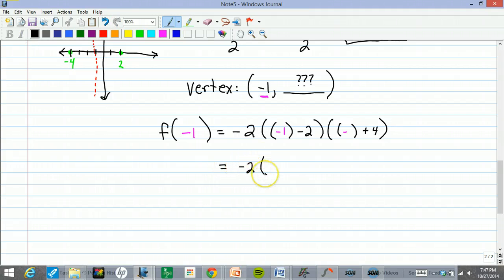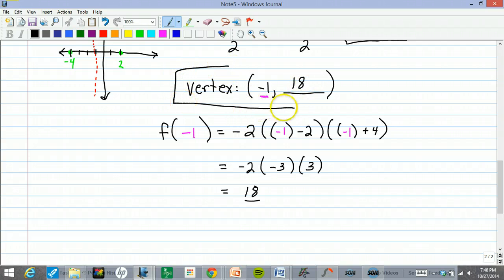Negative 2. Alright, so we have negative 1 take away 2 is negative 3. And then, oh, where'd the 1 go? Come back. Negative 1 plus 4 is also positive 3. And now negative 2 times negative 3 is positive 6, times 3 is 18. And there we have it. There's our y-coordinate of the vertex. So we can get rid of these little question marks, no longer unknown to us. The vertex is negative 1, 18. And we'll highlight that as a key feature.